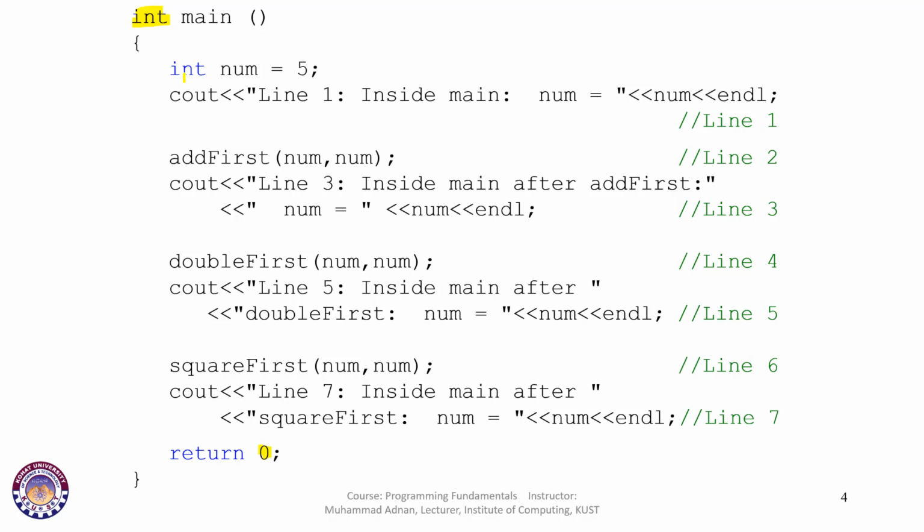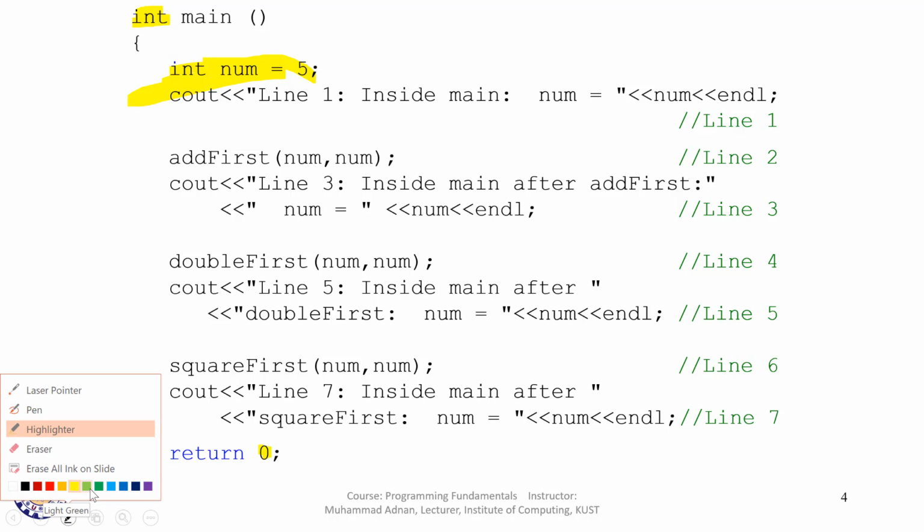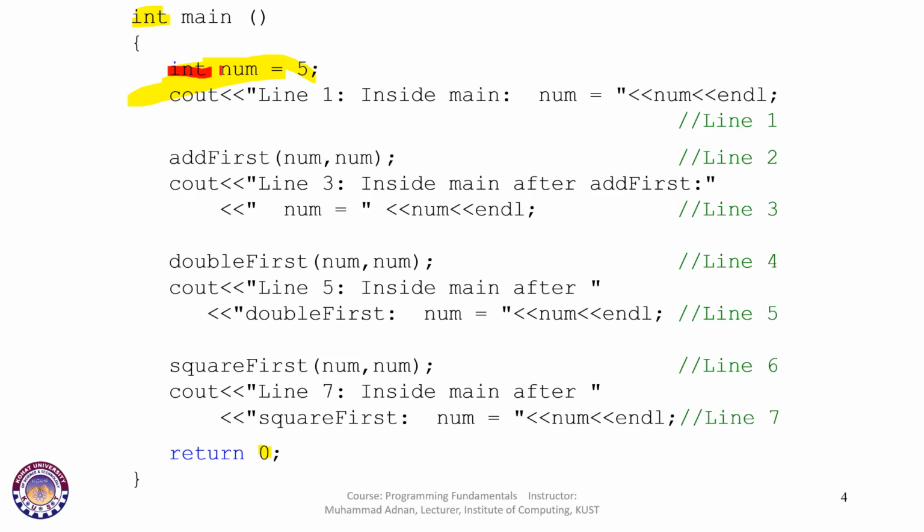So with that, in main we declare a variable called num and assign it a value of 5, and then we just display the value of num, which should display 5. Remember, whatever is inside the double quotes is printed exactly as it is. So we are going to print Line 1 colon inside main colon num and the equals operator, and then the value of num, which is 5, will be printed. And then we call the addFirst function. Remember, the function is called by passing the reference of both num, this first number, and the second number.